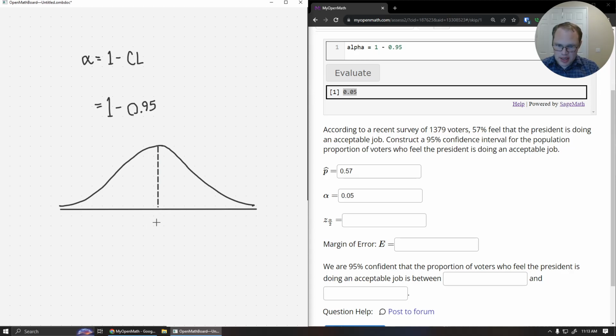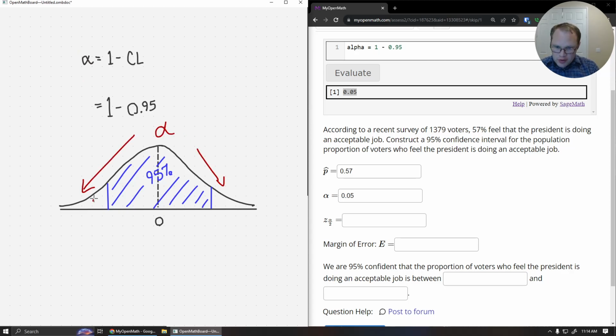If we look at the standard normal distribution, we want our confidence interval here to represent the central 95% of our distribution. Okay? And so alpha represents the area left over. This is alpha over 2 in each tail, half of that in each tail. We want the z-score with area alpha over 2 to the right of it.